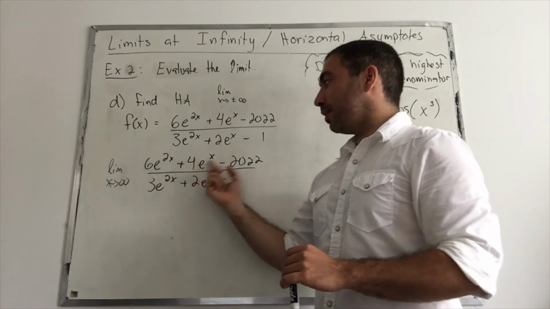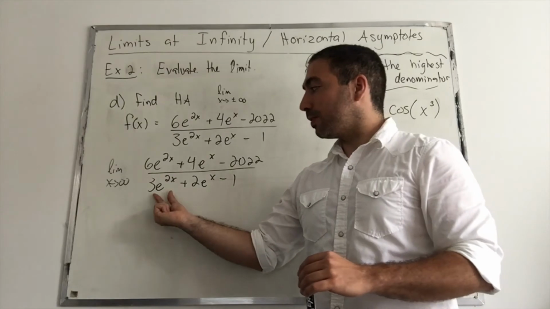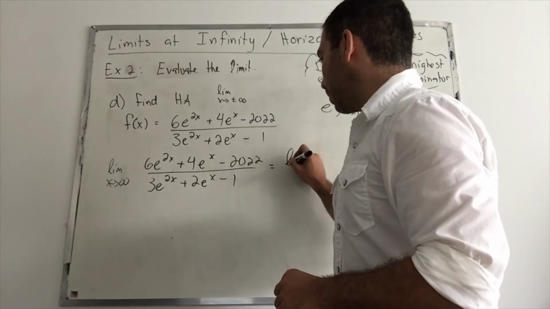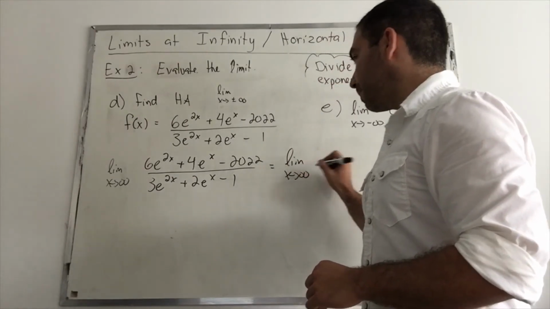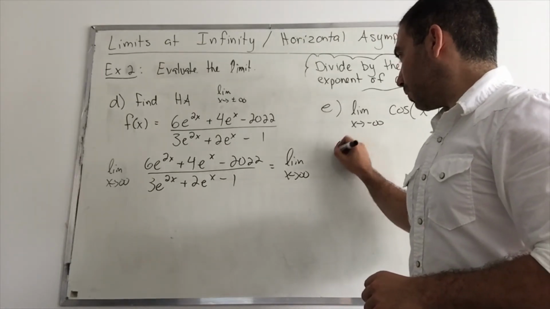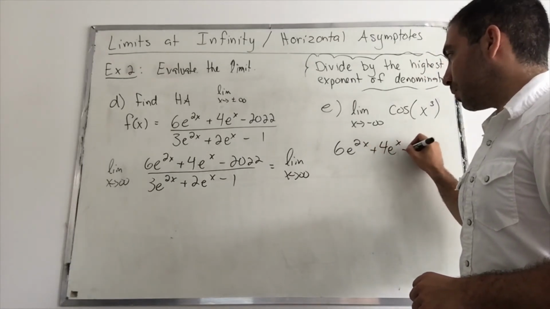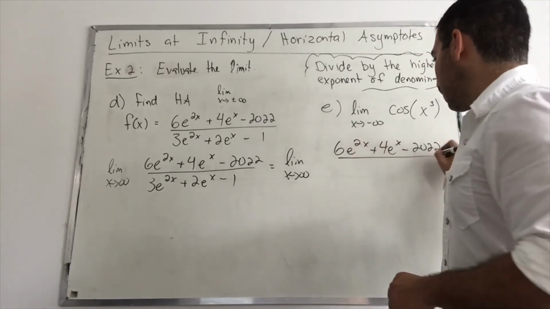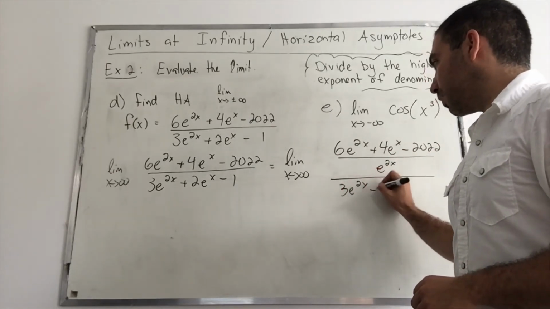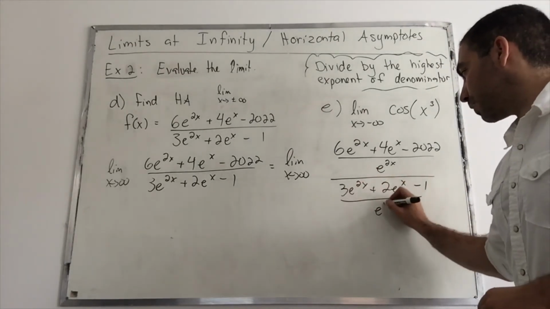So we have e to the 2x, e to the x, and then nothing. Essentially, the e to the 2x goes to infinity fastest. So we can divide or factor out the e to the 2x. That's the game plan here. Okay, so this is equal to the limit as x goes to infinity of, let's write it out, 6e to the 2x plus 4e to the x minus 2022, all this over e to the 2x, divided by 3e to the 2x plus 2e to the x minus 1, all this over e to the 2x.